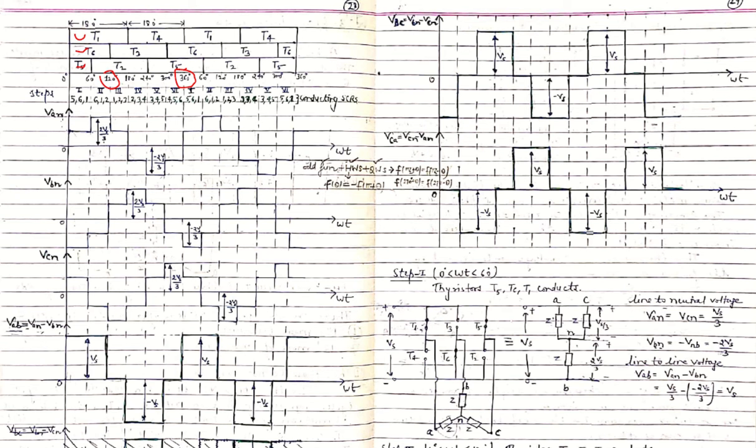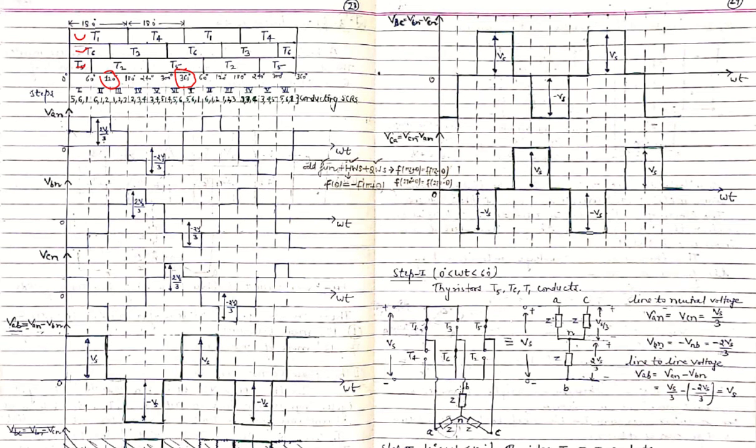Now we will come to the waveform side, but to draw the waveform we will have to understand the topology of this conduction of thyristors. In step 1 we will draw the waveform for 0 to 60 degree. How will we draw the waveform? We know that for 0 to 60 degree, 5, 6, 1 are conducting.